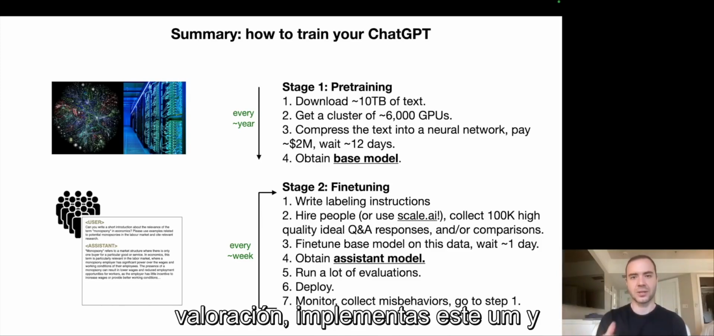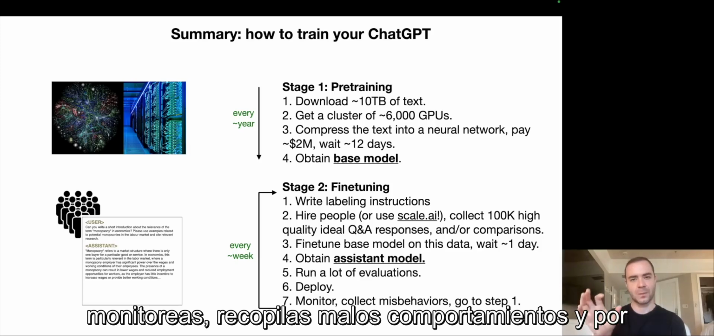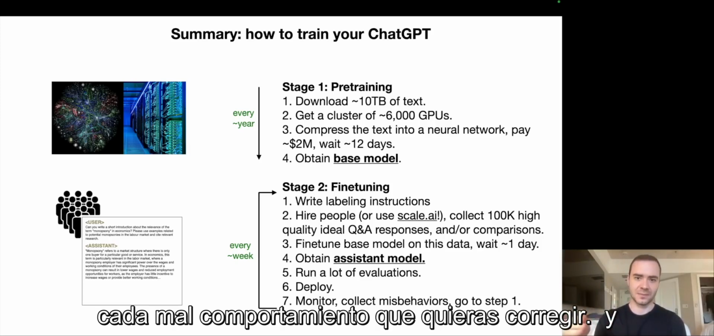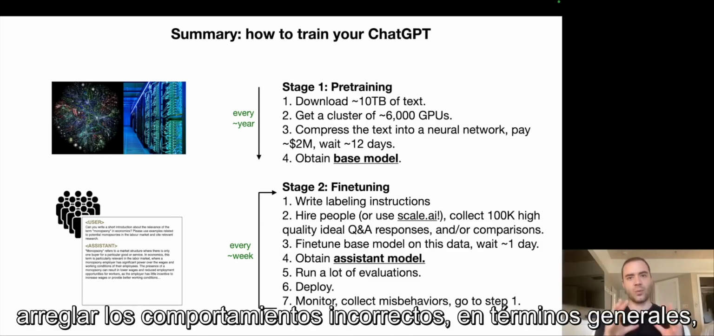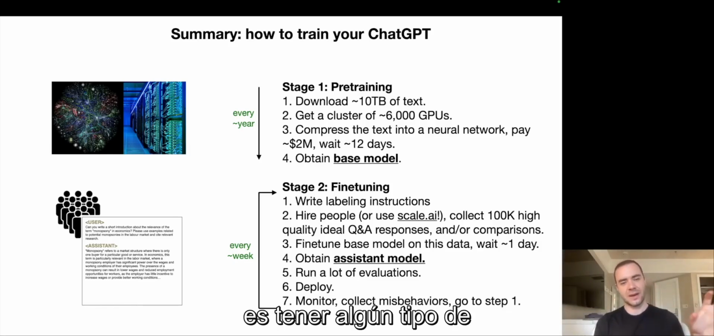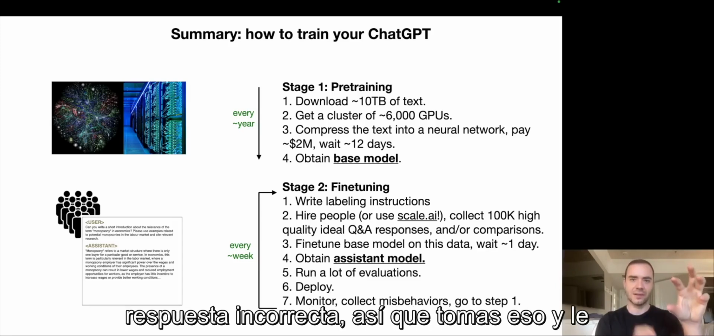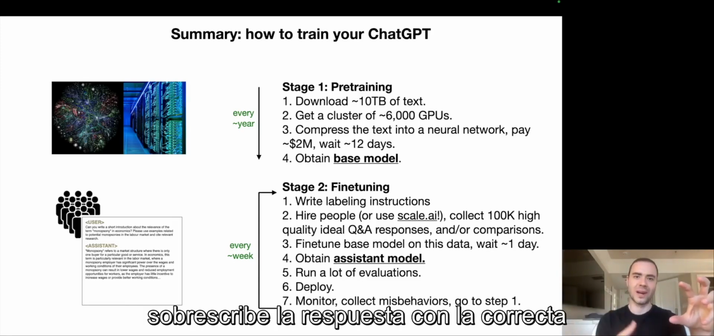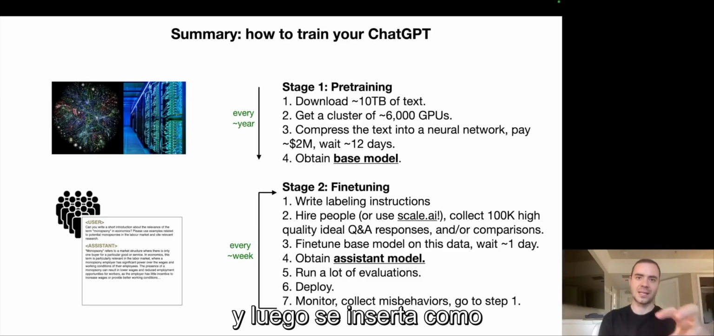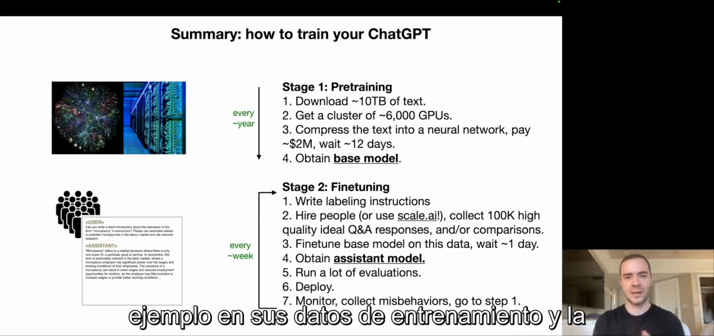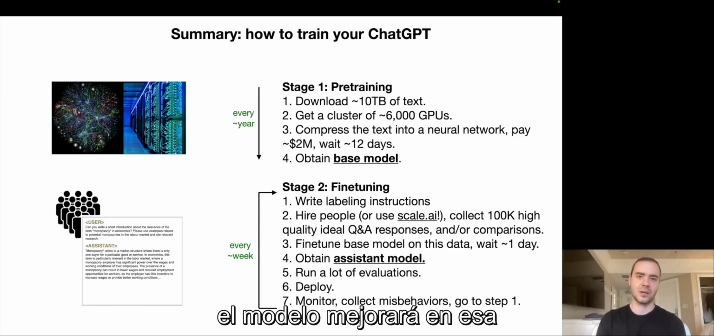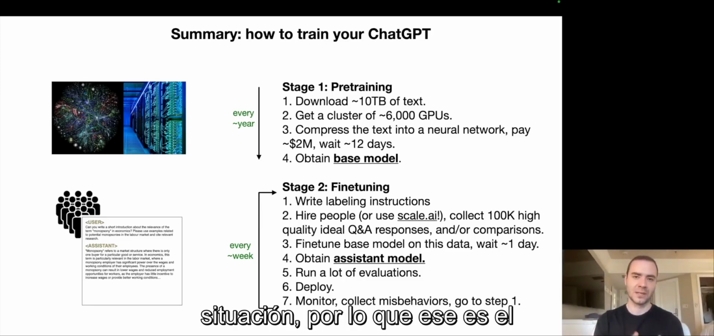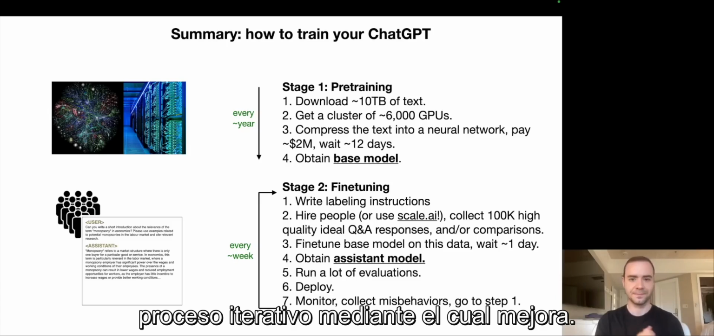Then you run a lot of evaluations, you deploy this, and you monitor and collect misbehaviors. And for every misbehavior, you want to fix it. And you go to step 1 and repeat. And the way you fix the misbehaviors, roughly speaking, is you have some kind of a conversation where the assistant gave an incorrect response. So you take that and you ask a person to fill in the correct response. And so the person overwrites the response with the correct one, and this is then inserted as an example into your training data. And the next time you do the fine-tuning stage, the model will improve in that situation. So that's the iterative process by which you improve this.